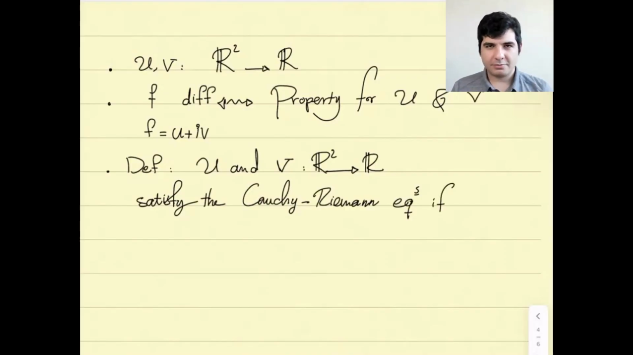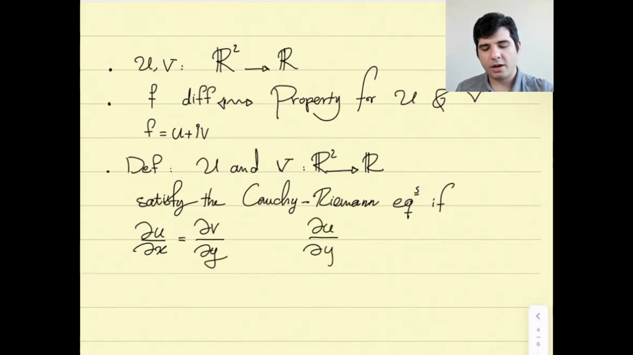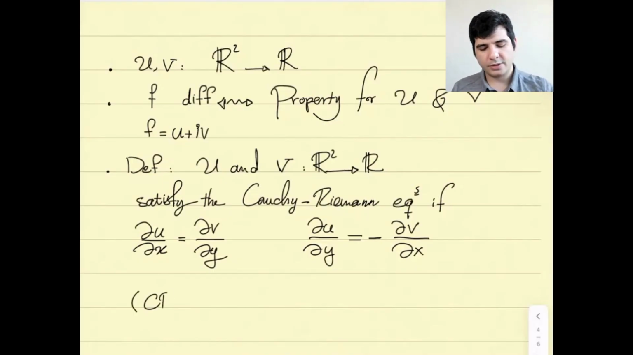So u and v are functions on R2, so they have two variables, x and y. If the partial derivative of u with respect to x is equal to the partial derivative of v with respect to y, and the partial derivative of u with respect to y is equal to negative the partial derivative of v with respect to x, then u and v satisfy these equations, called the Cauchy-Riemann equations. We usually just use CR. Okay, so let's look at an example.